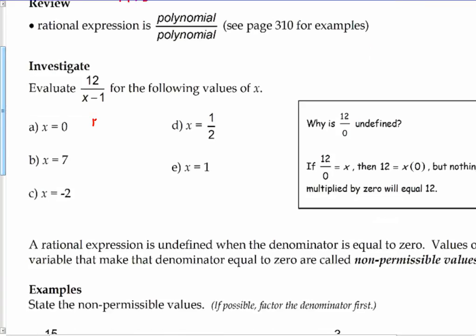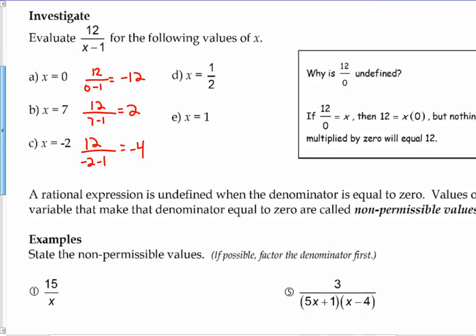If x was 0, what would this fraction equal? 12 over negative 1, which equals negative 12. Good. 12 over 7 minus 1 gives you what? 2. 12 divided by 6 is 2. 12 over negative 2 minus 1, what would that give you? Negative 4. You have to subtract first before you can divide.